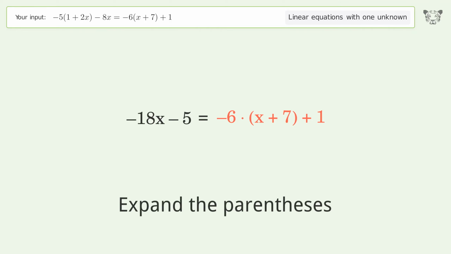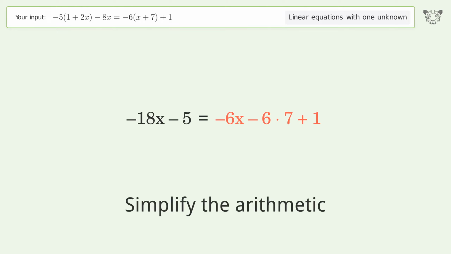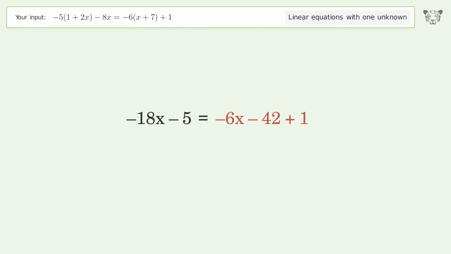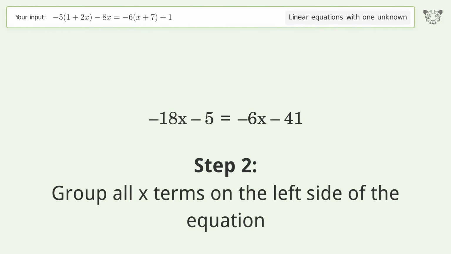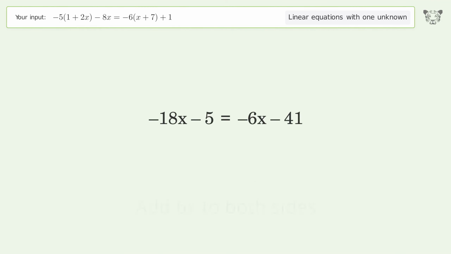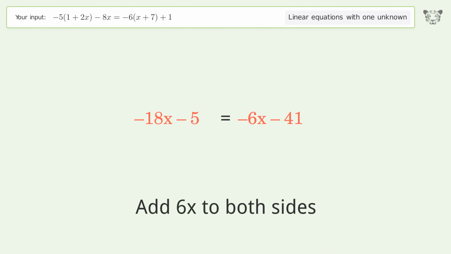Expand the parentheses. Simplify the arithmetic. Group all x terms on the left side of the equation. Add 6x to both sides.